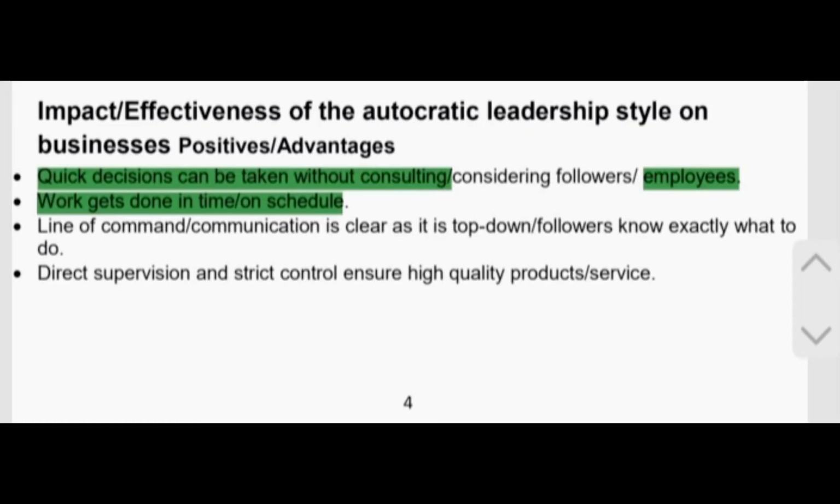Then number 2 on positive impact, that you must know: work gets done in time, on schedule, whereby they do things in time. Then it provides strong leadership which makes new employees feel confident and safe. Those are the only 3 points that I want you to know in your positive impact.